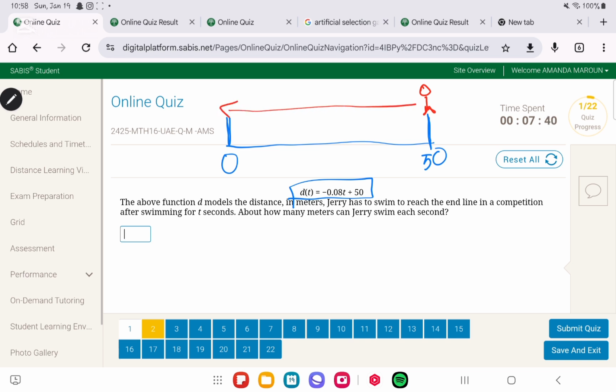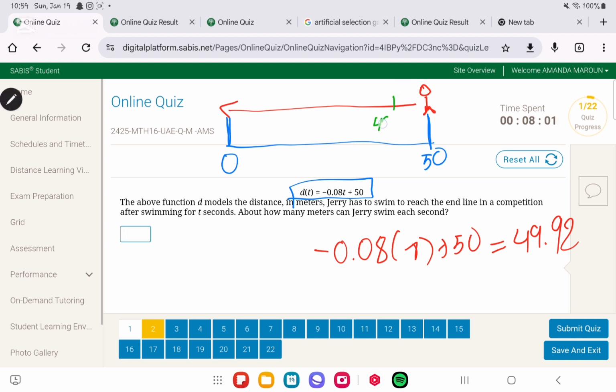So if you are to substitute 1 in the equation, you're going to get minus 0.08 times 1 plus 50, which is equal to 49.92. Okay, but did Jerry swim 49.92 meters in 1 second? Definitely not. He just moved to this position over here. So in reality, he actually moved 50 minus 49.92 meters, which is 0.08. You could apply it like this, or you could very simply find the derivative.